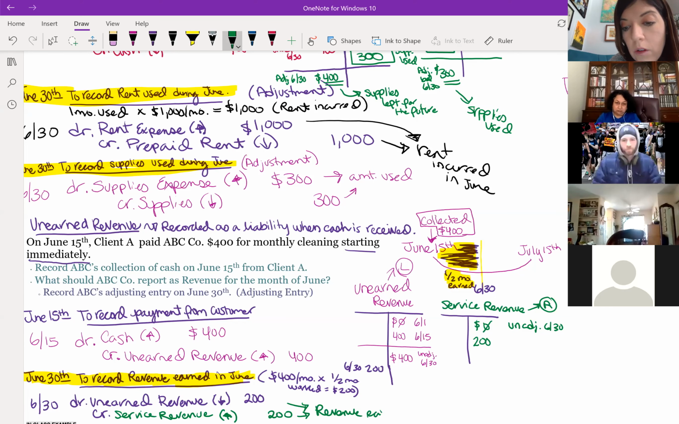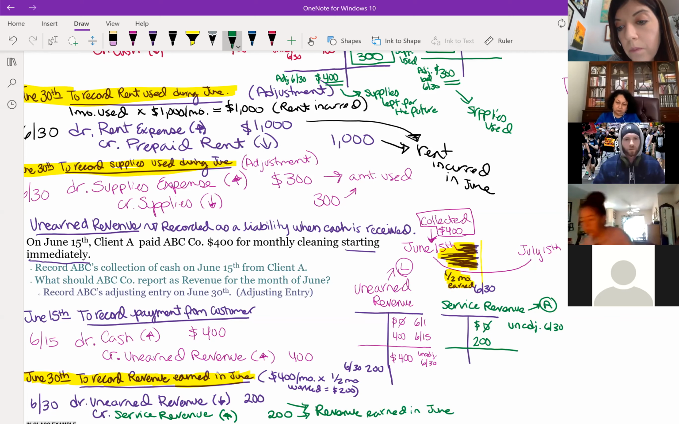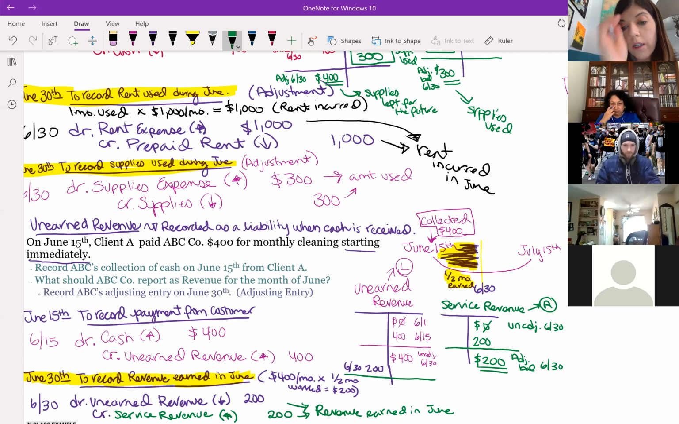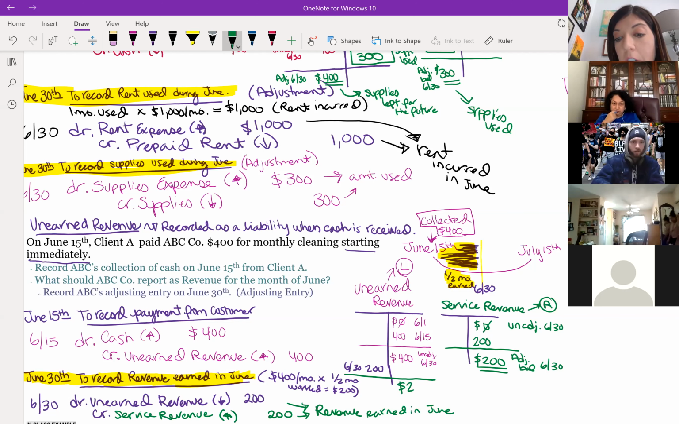Professor Wade? Yes. So the debit to unearned revenue, is that because that's the remaining balance that we should expect to receive? Good question. It's not the remaining balance, that's the amount that was earned. The balance of your unearned revenue account, your adjusted balance, that's how much is still left to be earned.